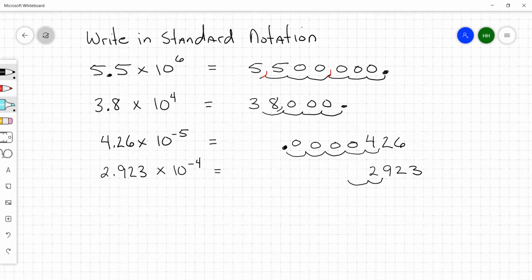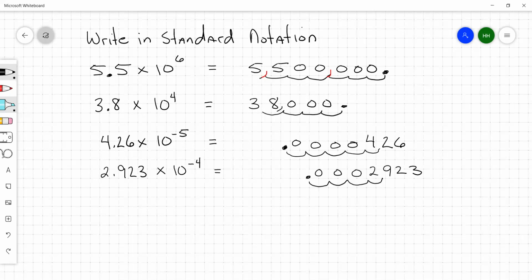1, 2, 3, 4. We're filling in with zeros. So there's our number in standard notation. Everybody good with that? Review, right?